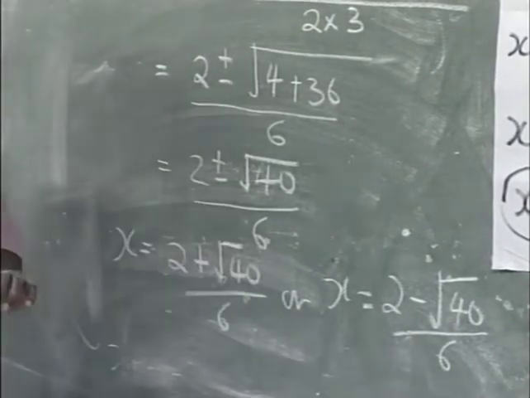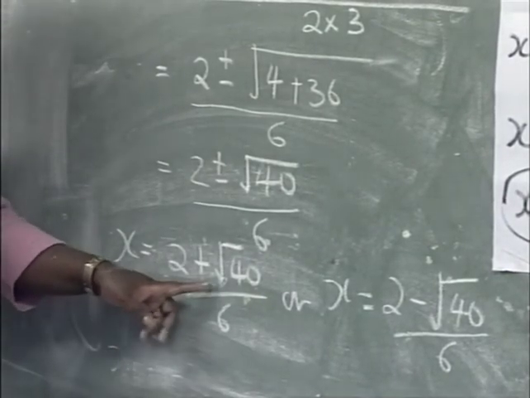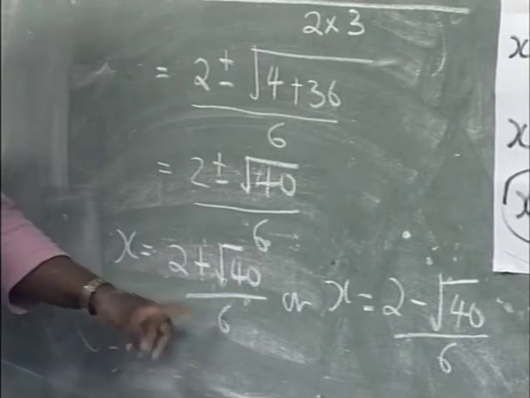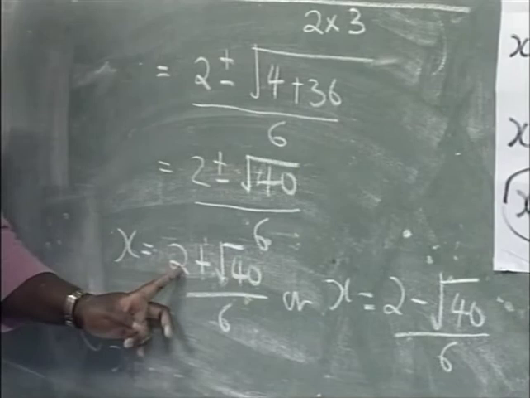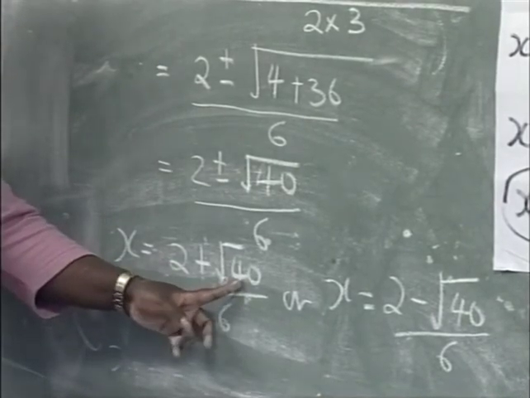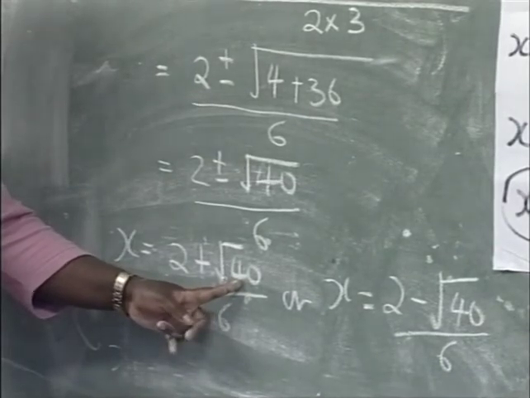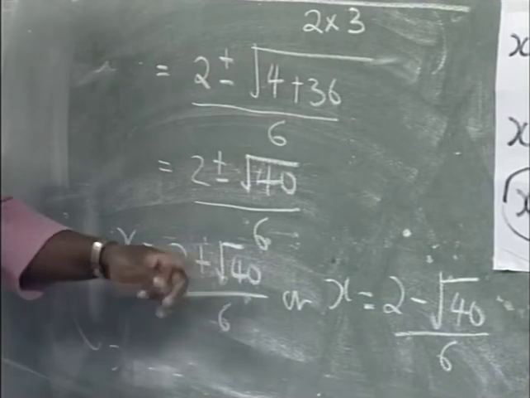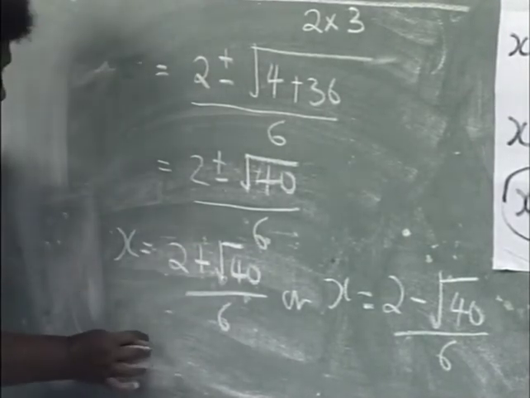Now, if we wanted the answer in exact form, listen, you have to simplify, because you realize that you can divide 6 by 2, and even this 40, you can simplify it. Root 40 is the same as the square root of 4 times the square root of 10. So you have to simplify, because sometimes they require to simplify the answer.